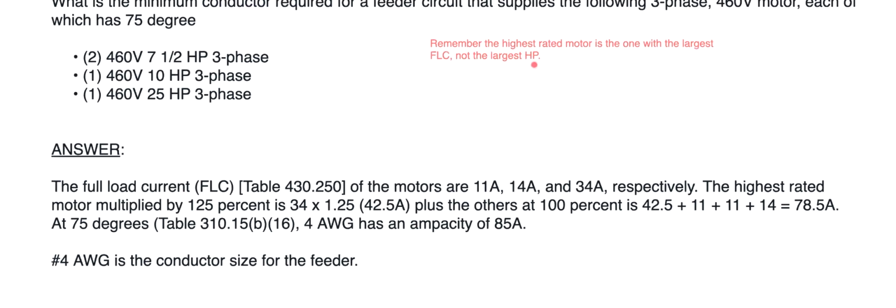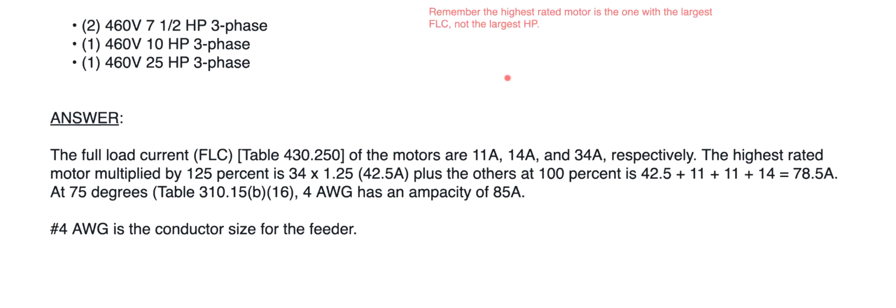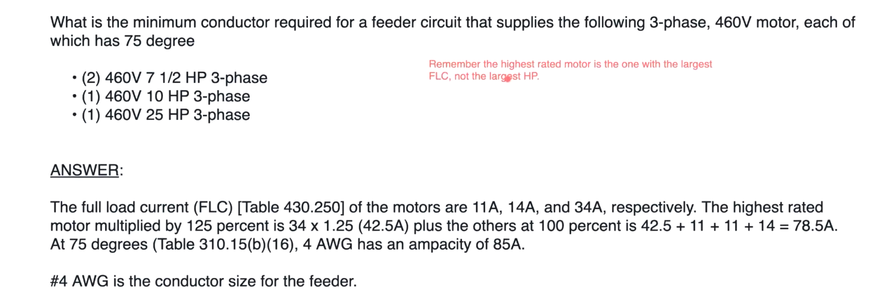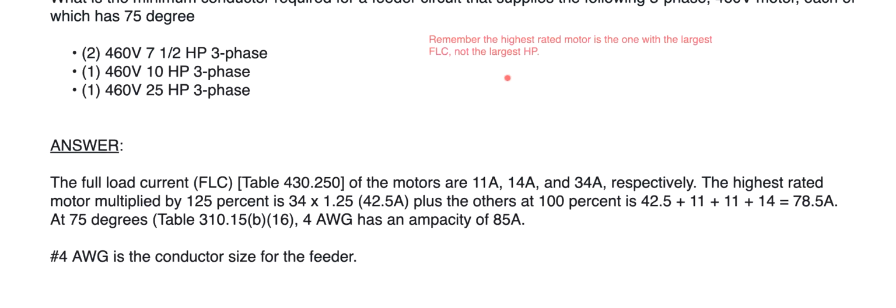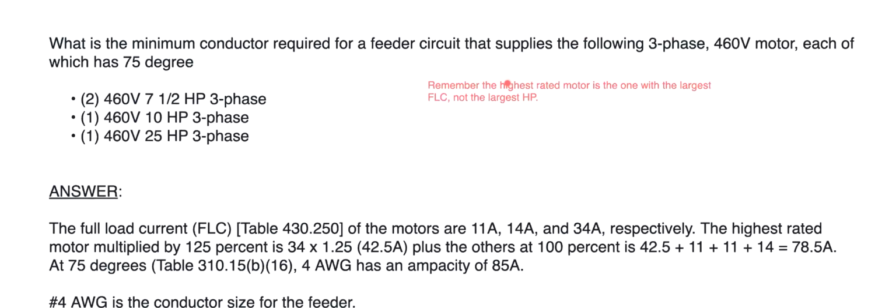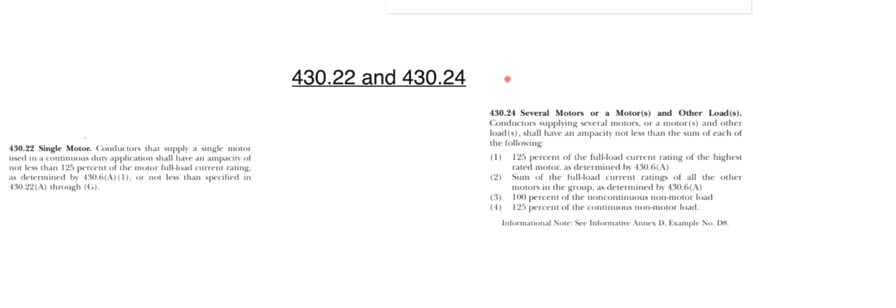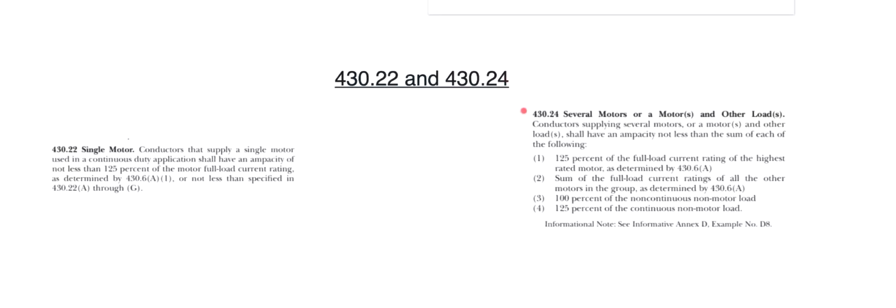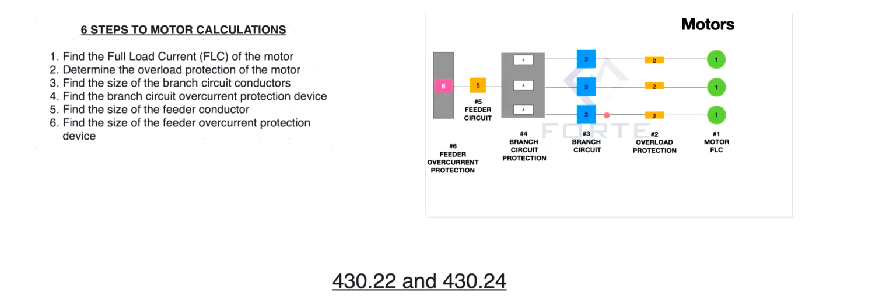And guys, remember, the highest rated motor is the one with the largest FLC, not the horsepower. So keep that in mind, guys. All right. Well, that's how we do step 3. Let's go back to right here, somewhere within your book right here, 430.24 and 430.22. Guys, write you a little 3 there. Write a 3 because 3 corresponds with this right here.